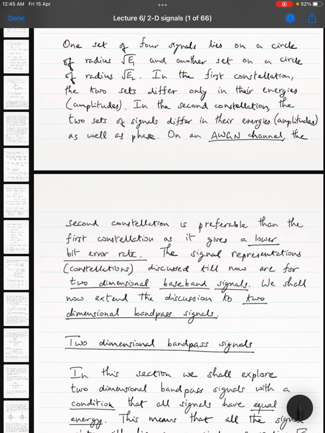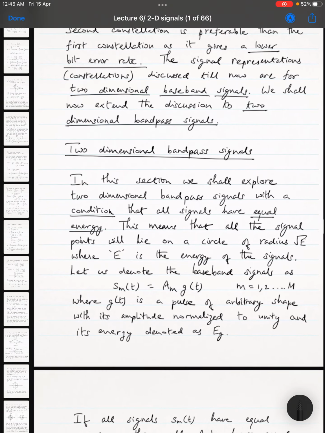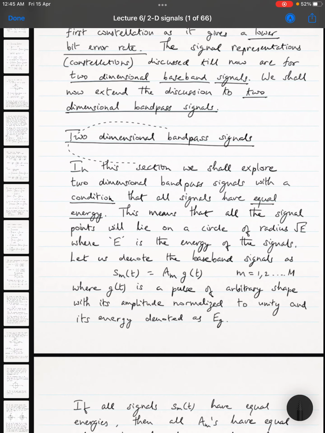Now let us take our discussion to investigate two-dimensional representation of signals in the bandpass. So we'll see how we can represent bandpass signals in 2 dimensions, and we'll see different types of modulations in the process, and we'll also see their mathematical as well as their geometric representations. Okay, so let us move on to 2-dimensional bandpass signals over here.